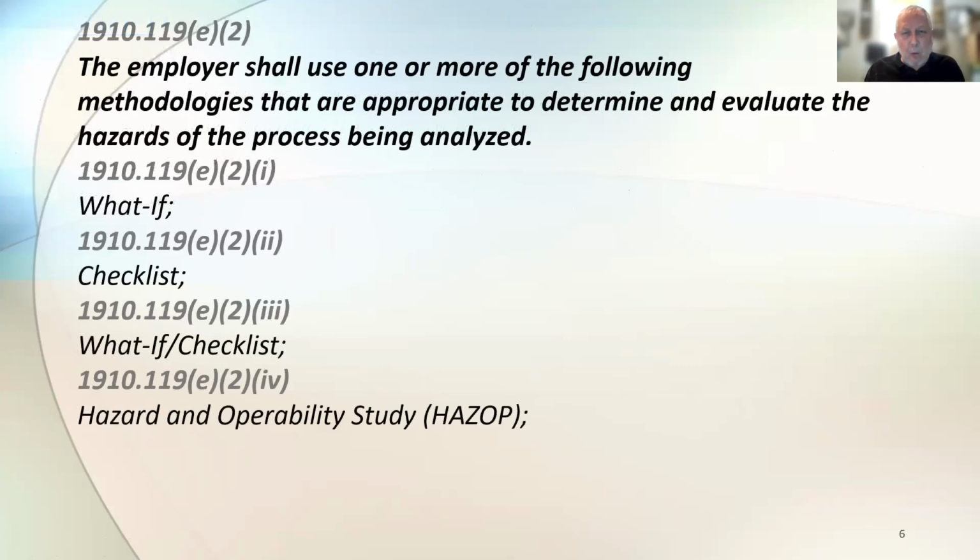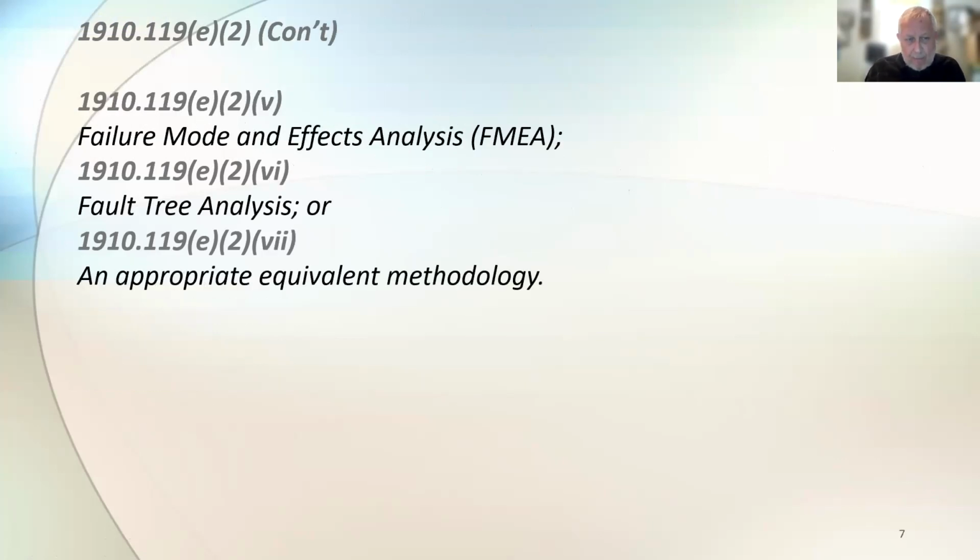The employer shall use one or more of the following methodologies that are appropriate to determine and evaluate the hazards of the process being analyzed: what if, checklist, what if checklist, and what we're using in this one here is a what if checklist. Hazard and operability study, or HAZOP, failure mode and effects analysis, FMEA, fault tree analysis, or an appropriate equivalent methodology. So you can use something else if you can justify it, and it's equivalent and it's appropriate.